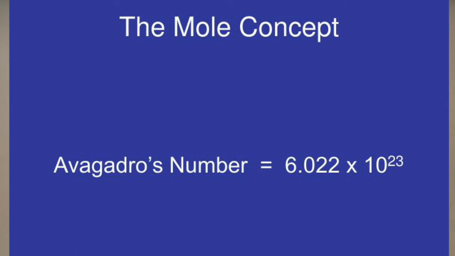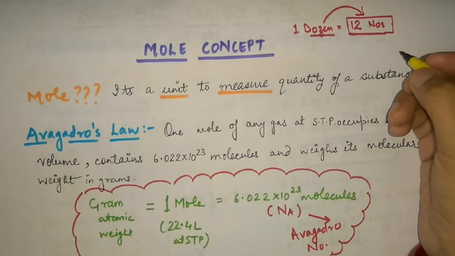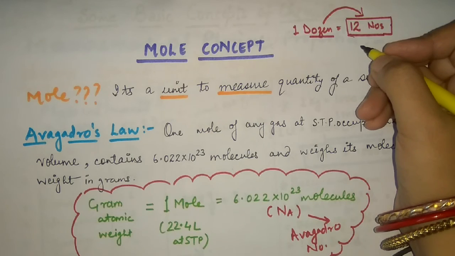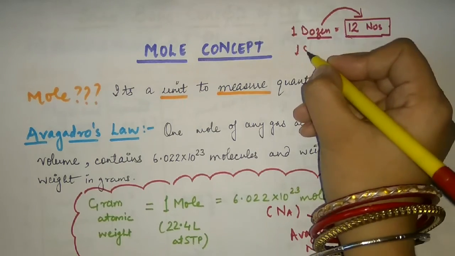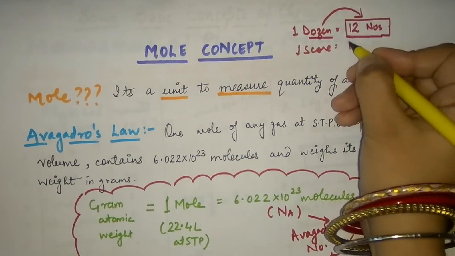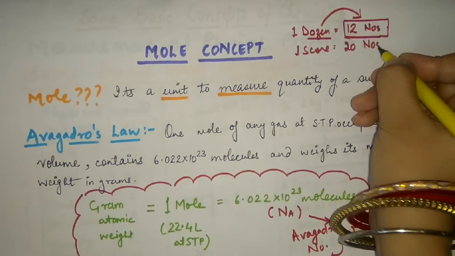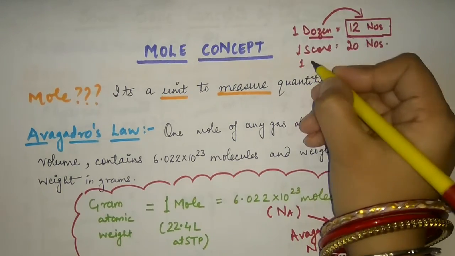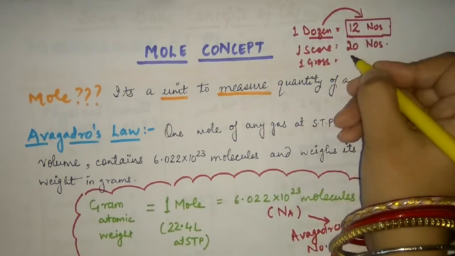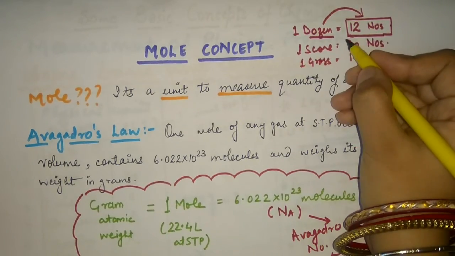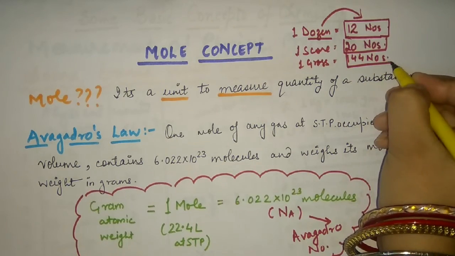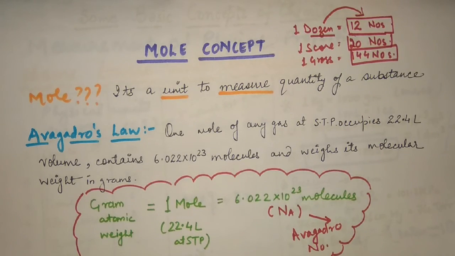Now when I say dozen, that dozen means 12 numbers. Just as we denote 1 dozen by 12 amount, that is quantity, 1 dozen means 12 number. A score, one score means 20 numbers or 20 quantities. Similarly, 1 gross means 144 quantities, right? So these are quantities which are used in day-to-day lives.